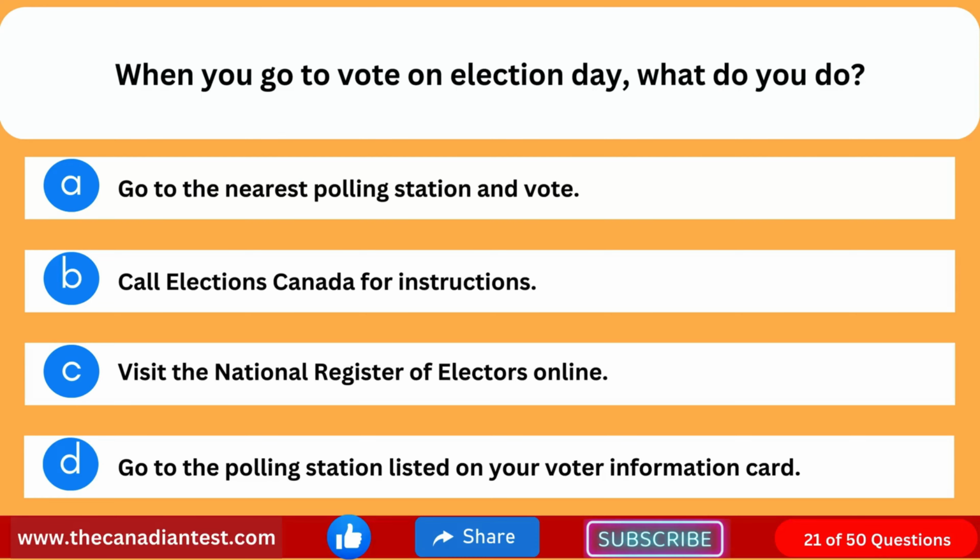When you go to vote on Election Day, what do you do? Option A, go to the nearest polling station and vote. Option B, call Elections Canada for instructions. Option C, visit the National Register of Electors online. Option D, go to the polling station listed on your voter information card.